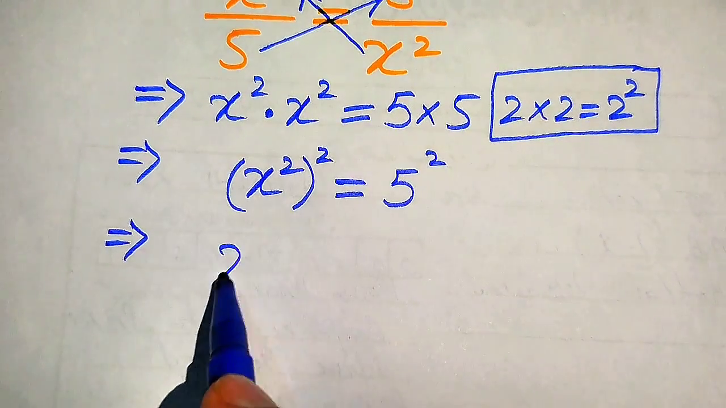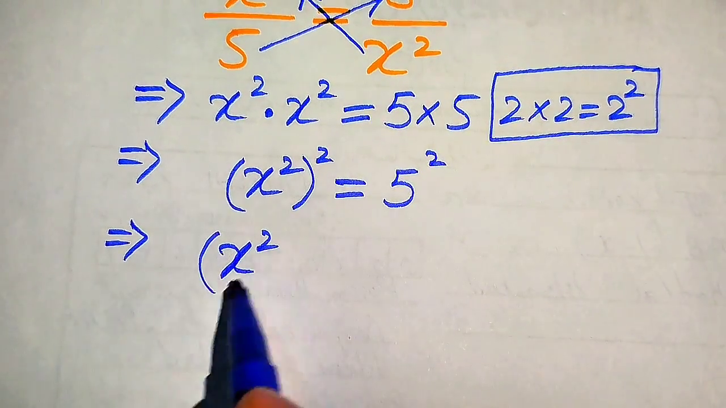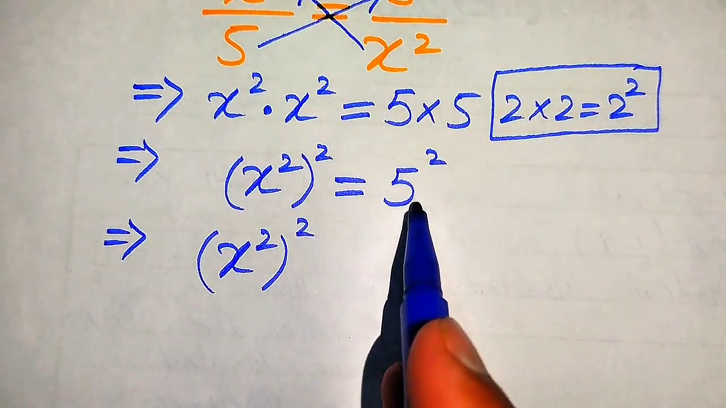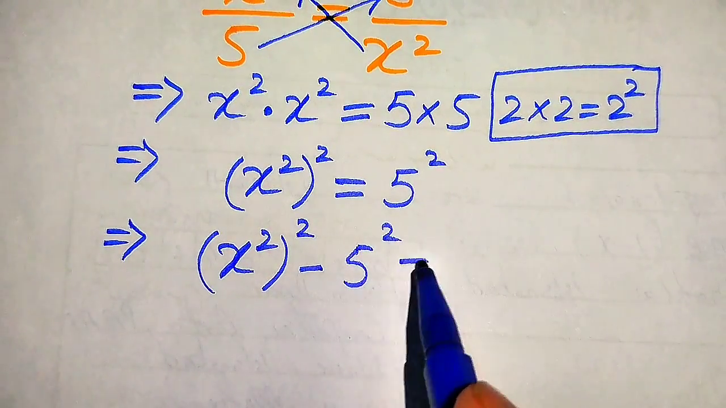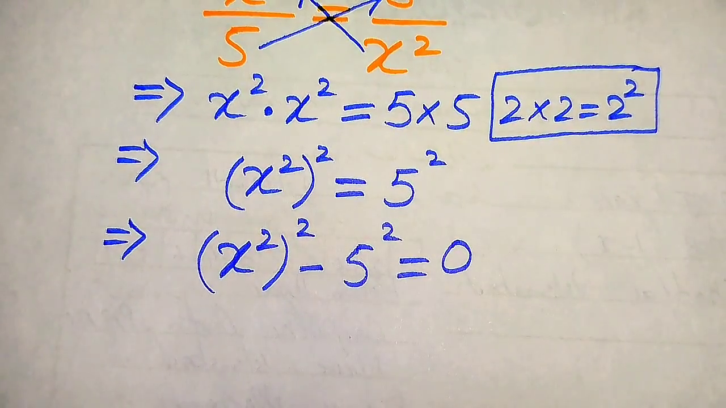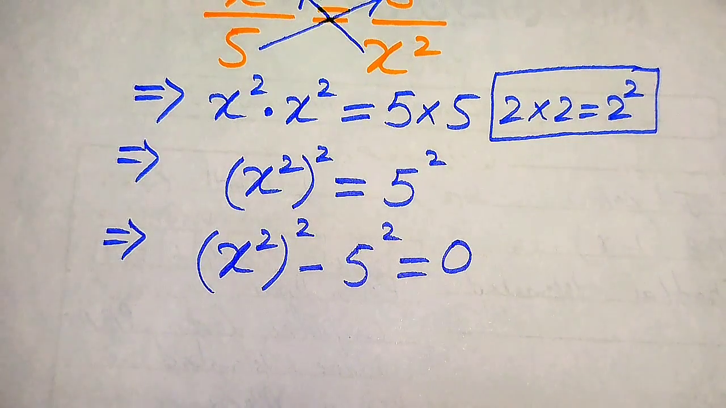So further in the next step, we need to move this 5 square to the left hand side, and it will be written as x square and its whole square. This is a positive term. When we move it to the left hand side, it becomes negative, and this whole equation is equal to 0. So further in the next step, we need to use the nice algebraic formula.